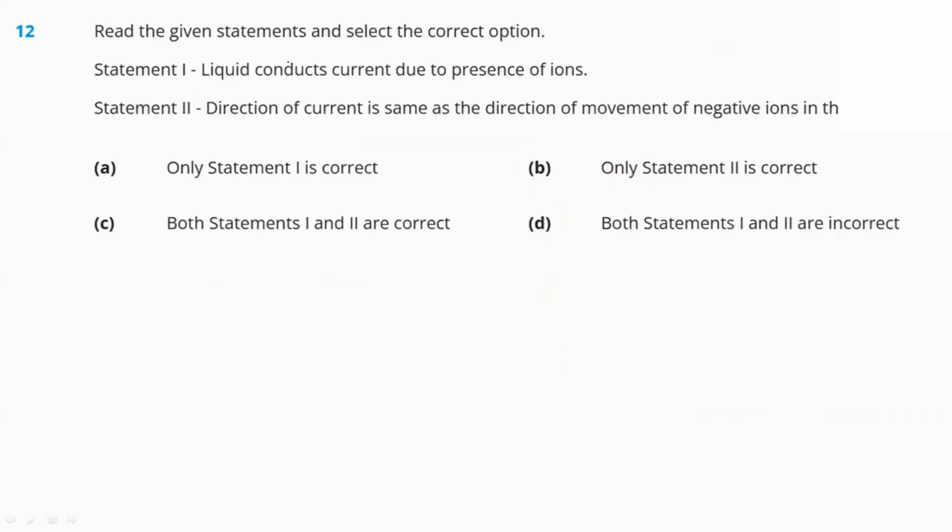Next. Read the given statement and select the correct option. Statement 1: liquid conducts current due to presence of ions. This is correct. Statement 2: direction of the current is same as the direction of the movement of negative ions in the liquid. So this is incorrect. So only statement one is correct. So option number A is our right answer.